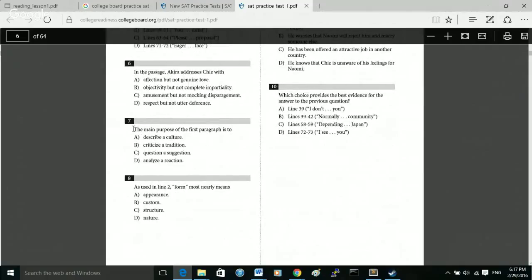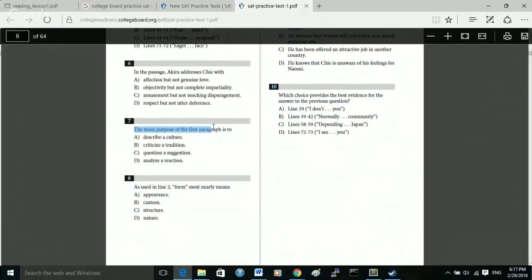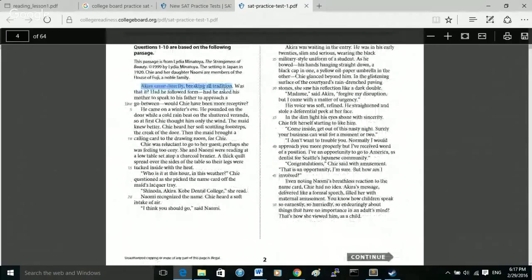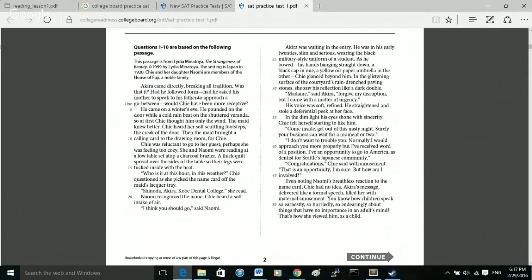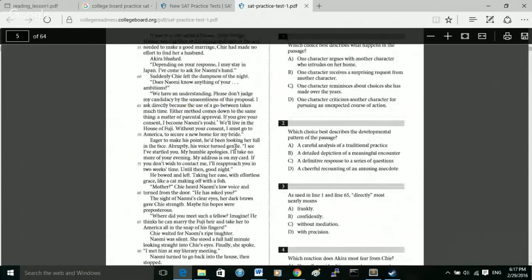Question 7. The main purpose of the first paragraph is to. See, this directs us to a specific part of the passage, so we can just read that. It asks us to look at the first paragraph, so we'll go back to the first paragraph. We already read the first paragraph multiple times, but I'll read it again. Akira came directly, breaking all tradition. Was that it? Had he followed form, had he asked his mother to speak to his father to approach a go-between, would she have been more receptive?